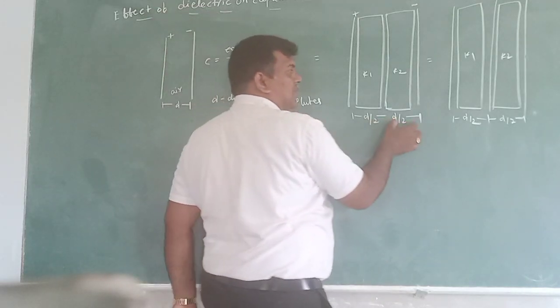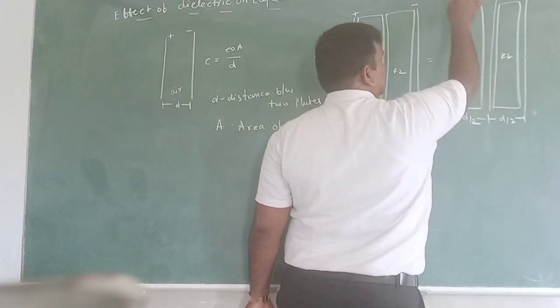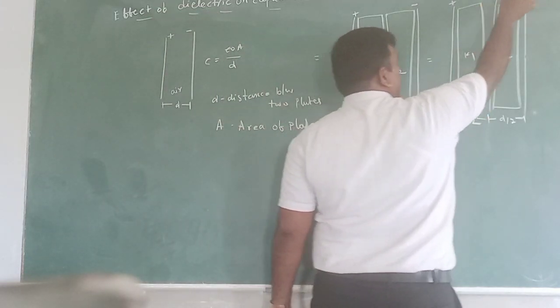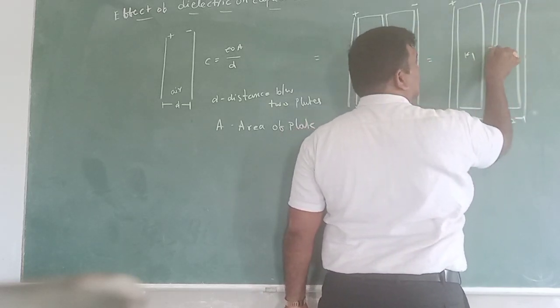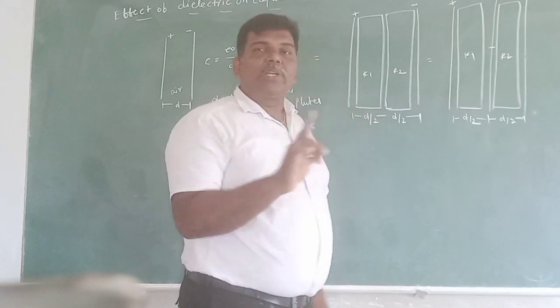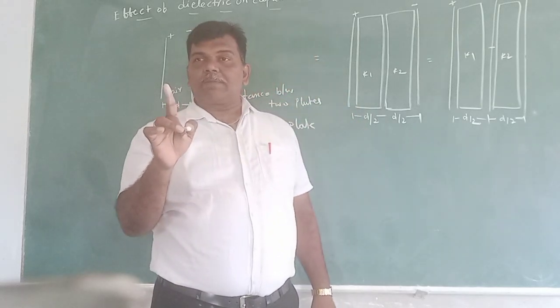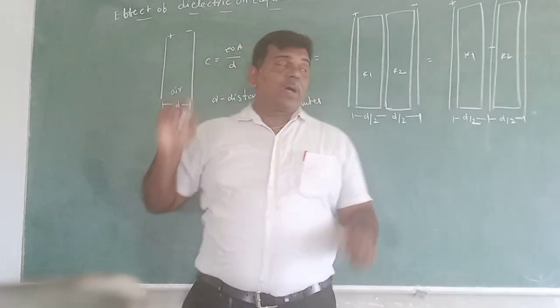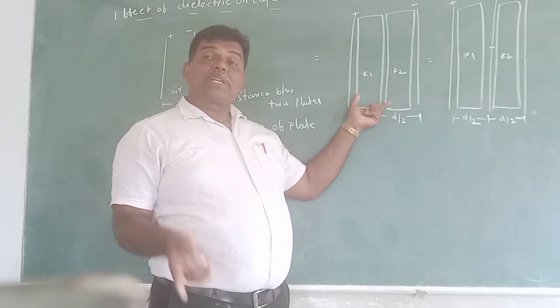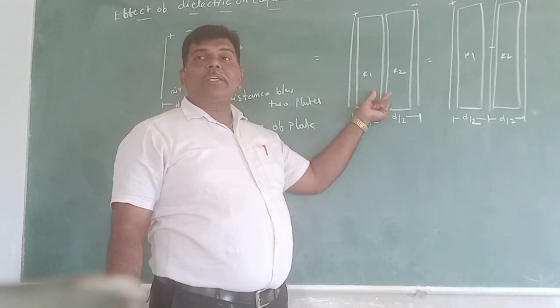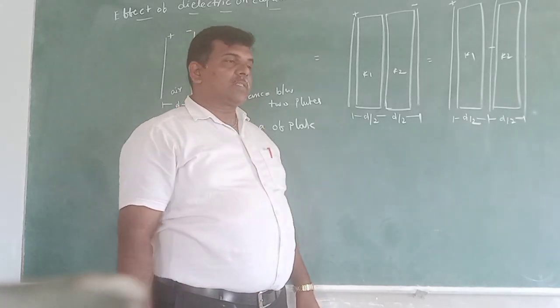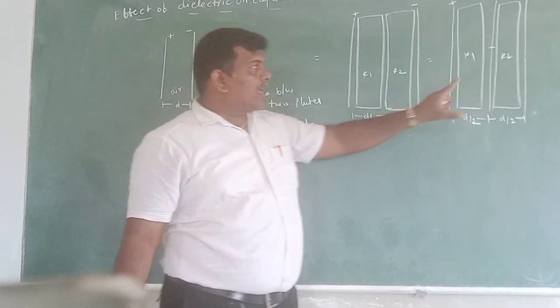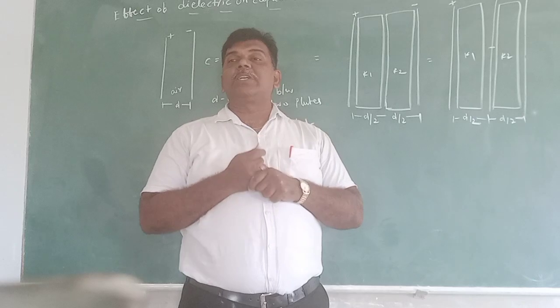The distance becomes half. This is the positively charged plate and this is the negatively charged plate. Those two capacitors are connected end to end. Actually there is only one capacitor, but after introduction of the two dielectrics, that single capacitor acts as two capacitors. Those two capacitors come into series combination.